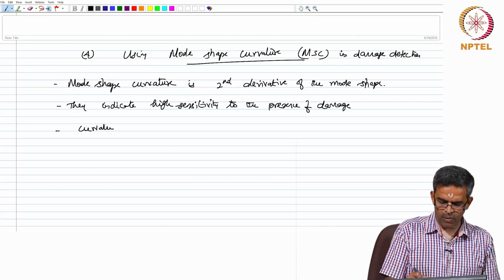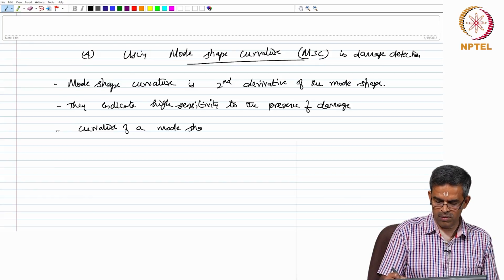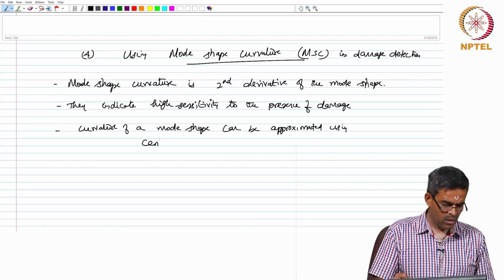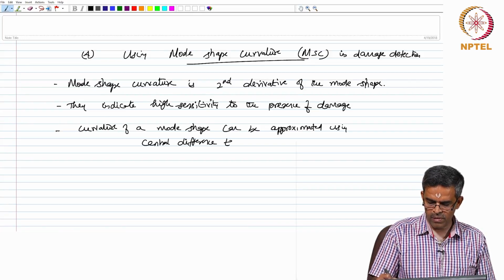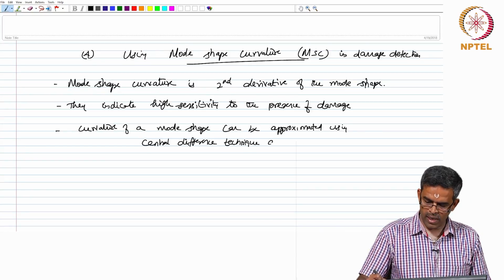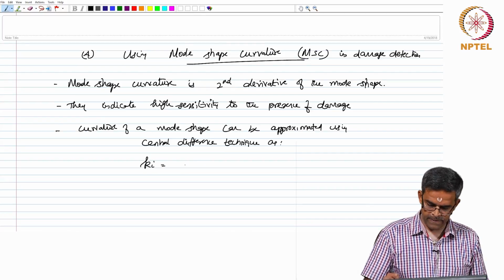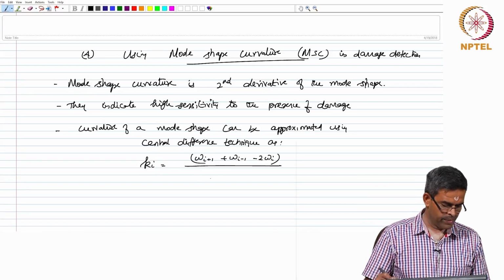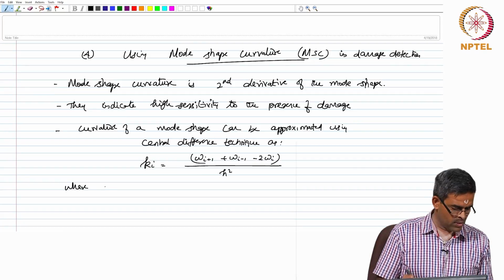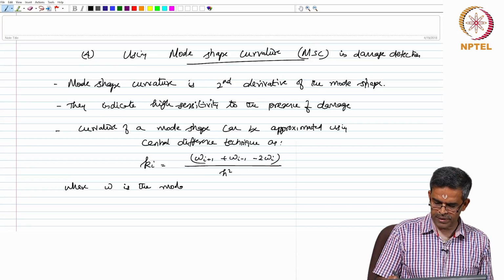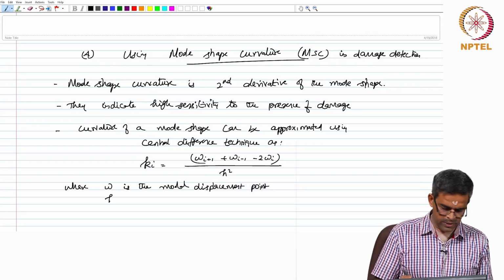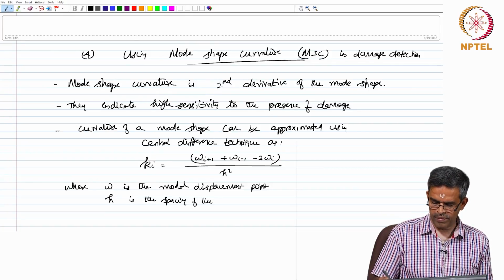Curvature of a mode shape can be approximated using a central difference technique as K_i = (ω_{i+1} + ω_{i-1} - 2ω_i) / h², where ω is the modal displacement point and h the spacing of the sensor, which is used to obtain the mode shape.